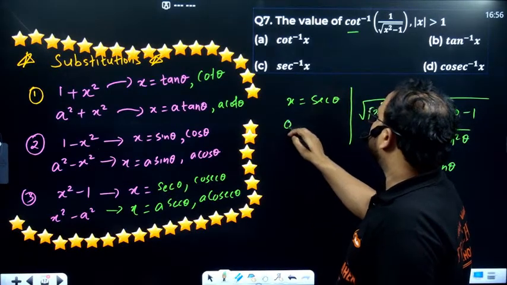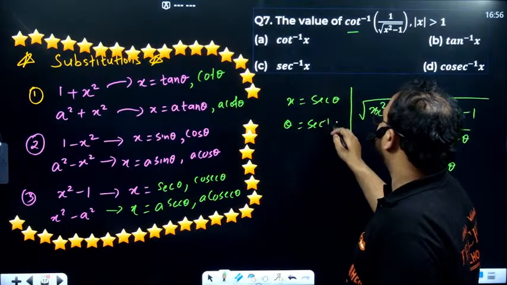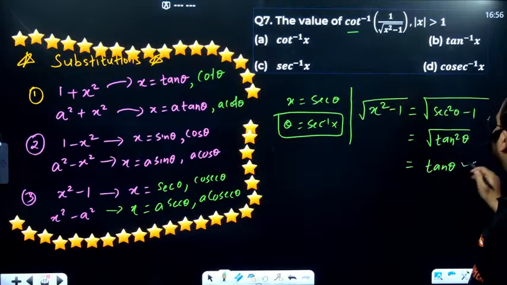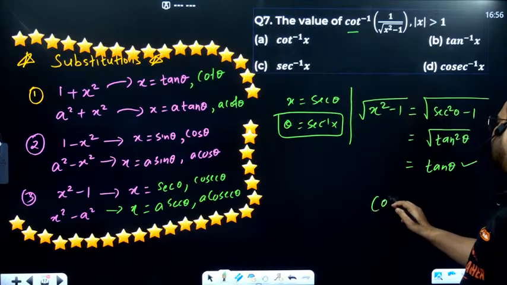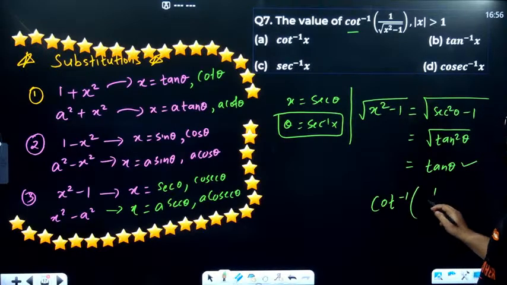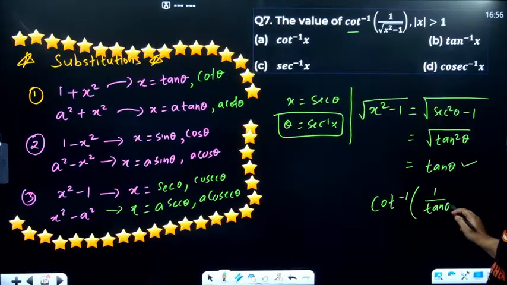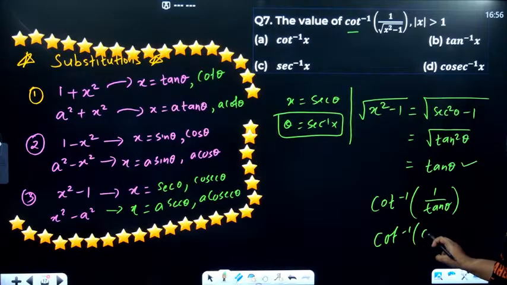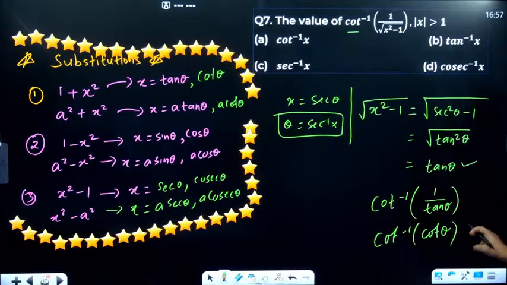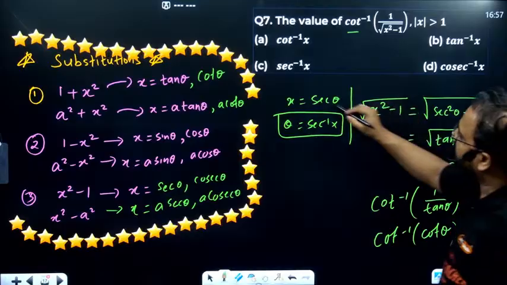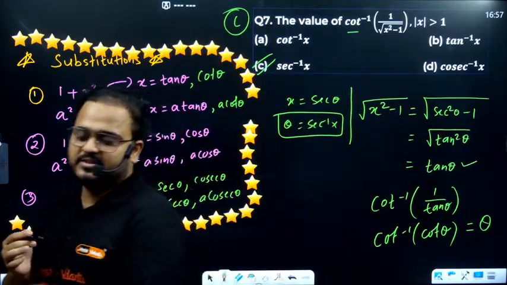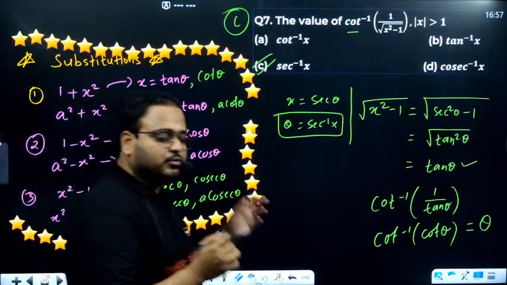It means theta value will be secant inverse of x. Check, if I put this value over here, what I'm having? Cot inverse of 1 upon tan theta. 1 upon tan is what? Cot theta, and that gives me simply theta, and theta is nothing but secant inverse of x. So I hope everybody is clear with the substitutions and also how to solve this question.